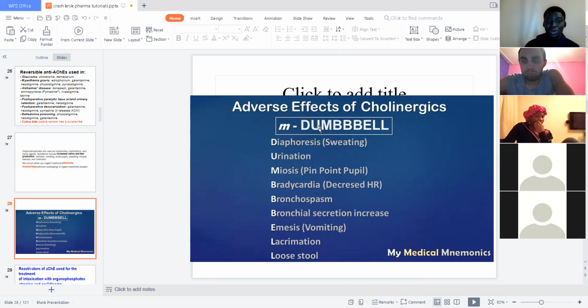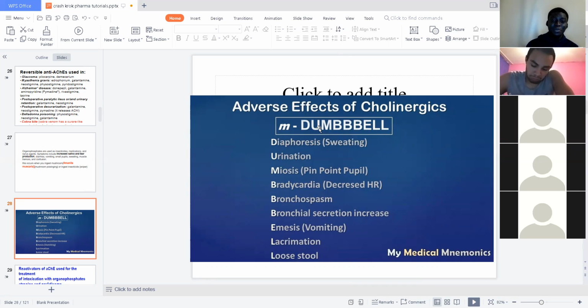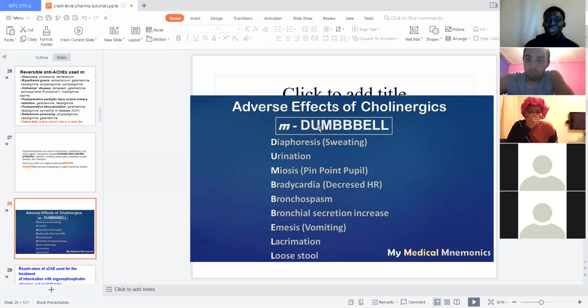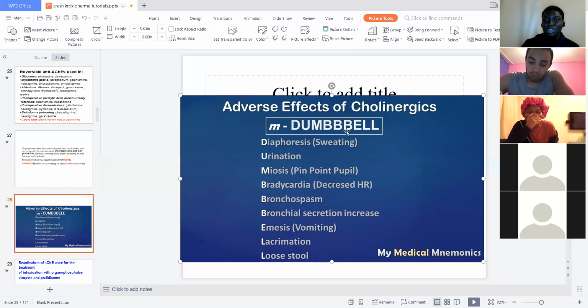This is very important for KROK, because they can set a question like organophosphate poisoning. Nigerians are familiar with when people drink Sniper. So this is what happens when you drink Sniper. Sniper is an insecticide that contains a cholinergic drug. So when you drink Sniper, you're going to experience all of this. I want you to memorize this mnemonic: DUMBBELS.